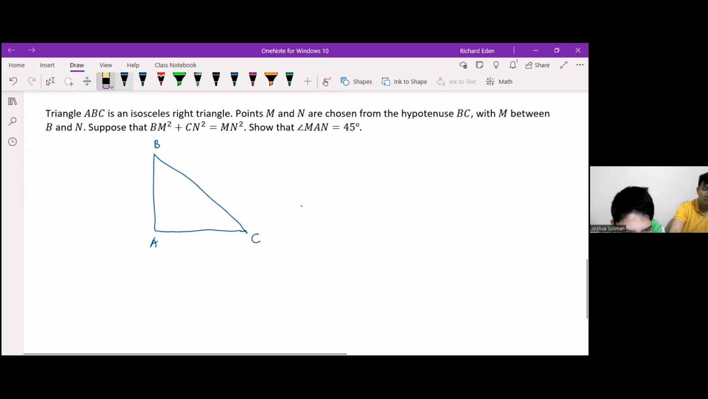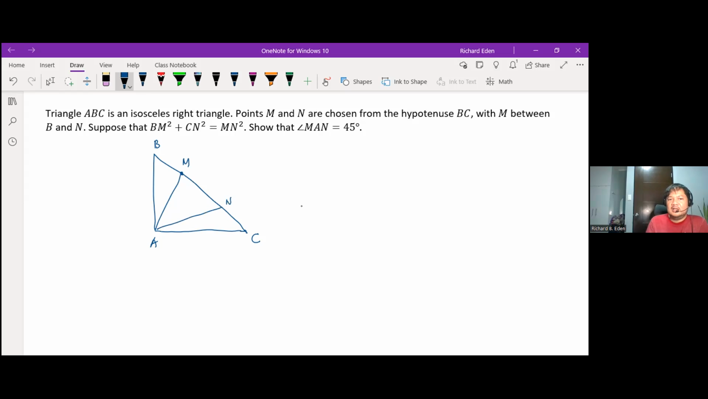Okay, so it is totally a coincidence that somehow it follows the Pythagorean theorem. So what a coincidence. That means we're going to have to look for a right triangle here somewhere. Then BM squared plus CN squared equals MN squared.